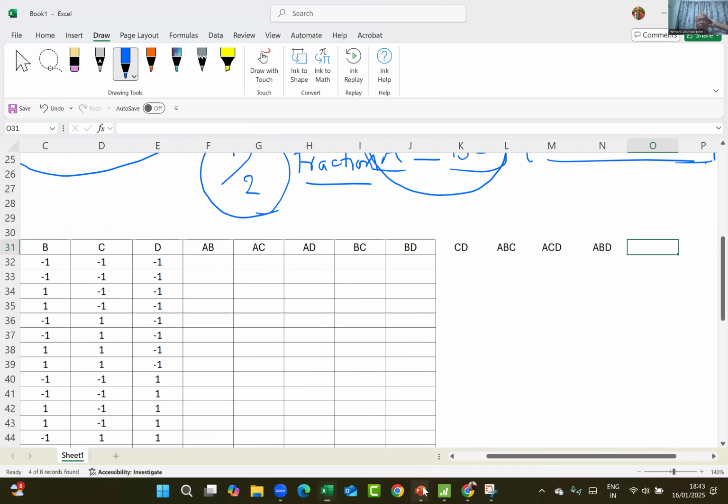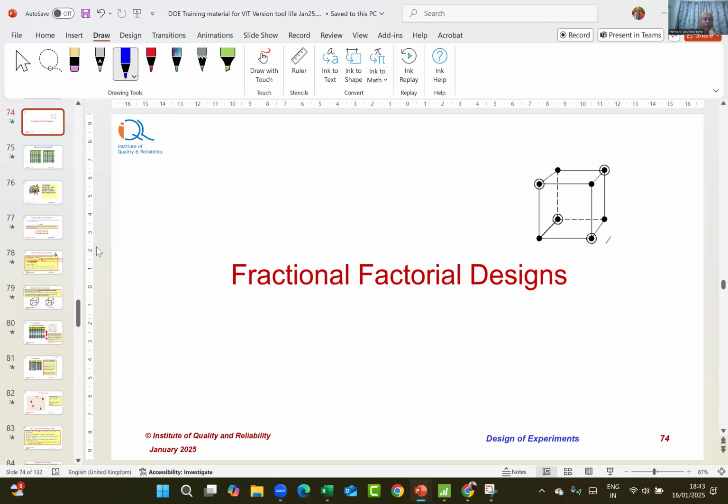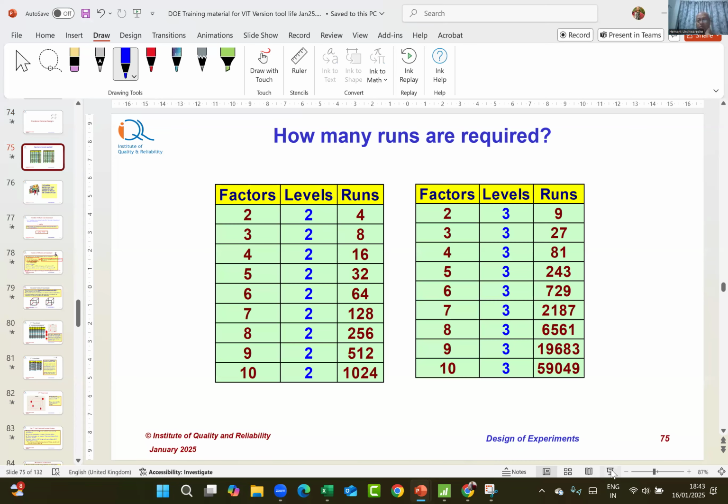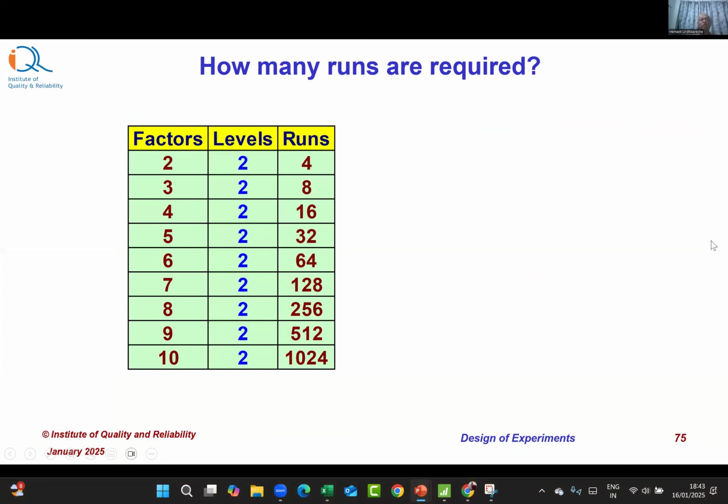Now I'll go back to the material and show you some slides. Why are we doing all these things? How many runs are required for different experiments? As you know, the number of runs is given by L to the power F. So 2 factors, 2 levels, 4 runs. 3 factors, 2 levels, 8 runs. 4 factors, 2 levels, 16. So each additional factor doubles the number of runs, that is, in geometric proportion.